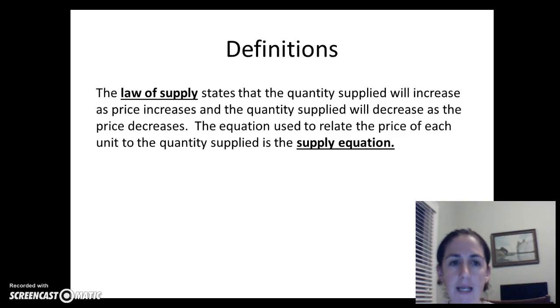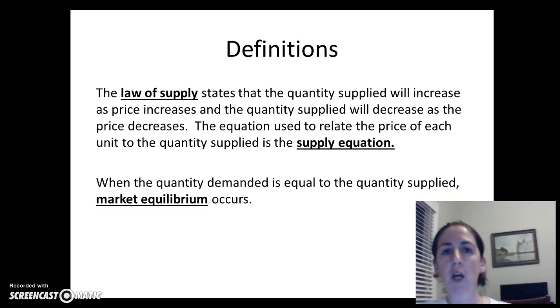The law of supply states that the quantity supplied will increase as price increases. Well, if you jack the price up of your product, less people want to buy it, so now you have more in supply. If you lower the price, more people want to buy it, so now you have less in supply. Now there's this magical thing that happens in this perfect world when your supply is exactly equal to your demand, and that's called market equilibrium.